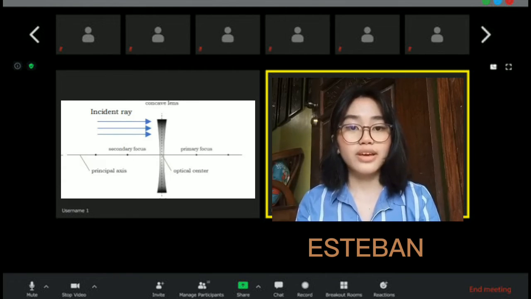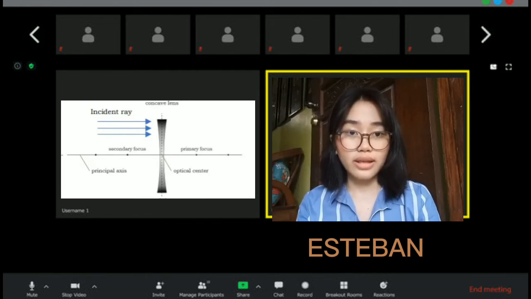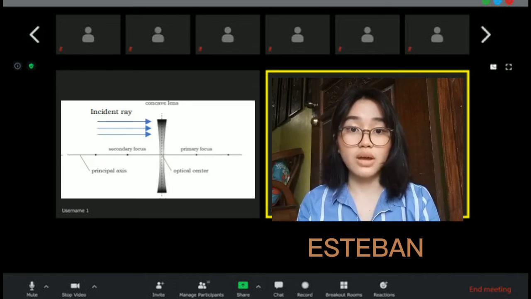Secondary focus. Located along the principal axis, depending on the type of lens. For a convex lens, it is on the opposite side of the object, and for a concave lens, it is on the same side as the object. Optical center. Located at the intersection of the principal axis and the lens.